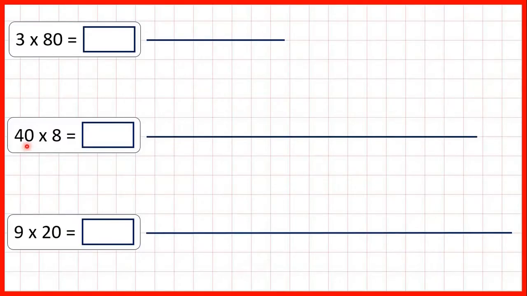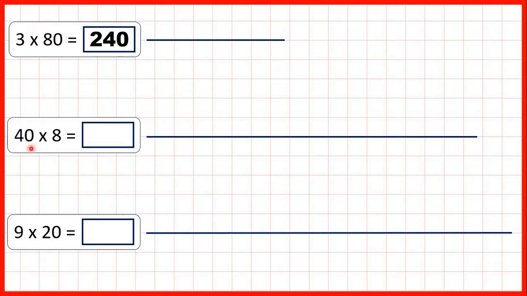Now for these questions, we need to multiply by a multiple of 10, so a number that ends in a 0. First, we have 3 times 80. Now that's 240, because if we know that 3 times 8 is 24, we know that 3 times 80 is 240, so that's 24 with a 0 on the end. If we have an end 0 in a multiplication question, there will be an end 0 in our answer as well.